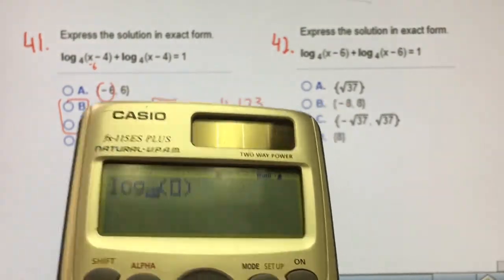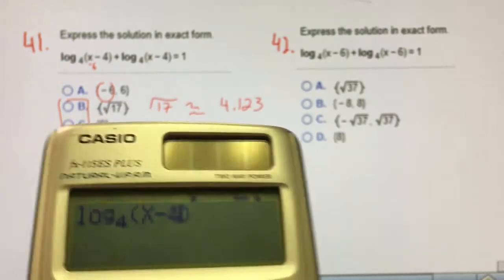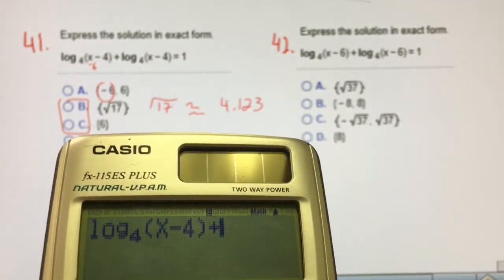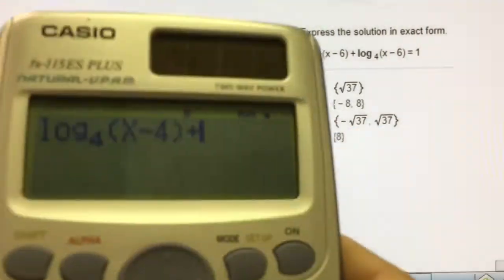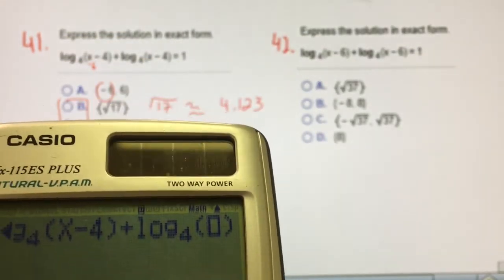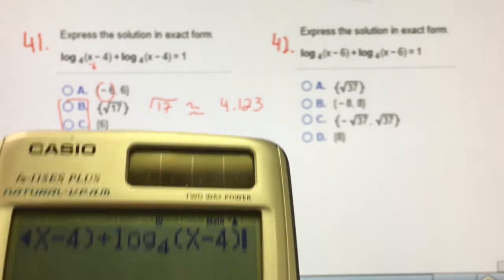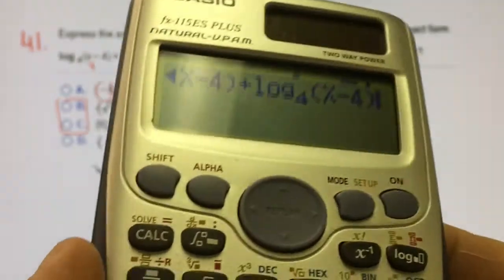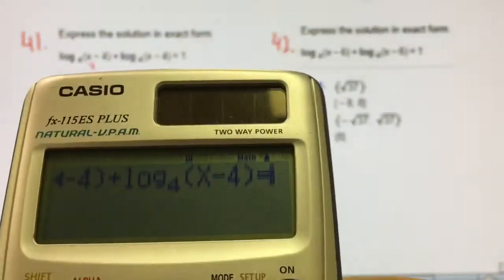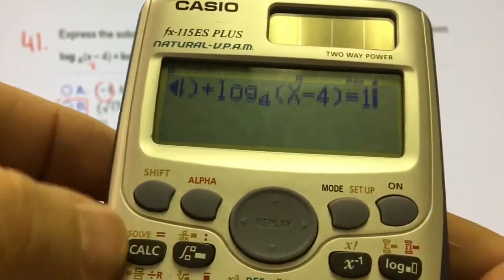Log, base 4. Right arrow, alpha red x, minus 4. Right arrow, plus. Notice I'm just typing this in. Log base 4. Oh, it's getting a little long. X minus 4. Alpha red x, minus 4. Right arrow, equals. Don't hit the equals button. Don't do it. You want to hit alpha red equals. Alpha red equals, and it says it equals 1. Don't hit the equals button. You want to solve it now. So you're going to hit shift solve.